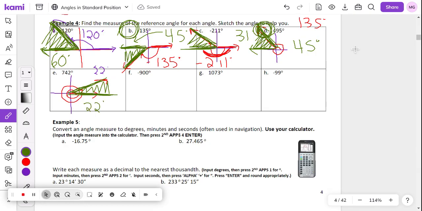And now if we look, here's our terminal side, here's our x-axis making an acute angle right here. So this is a 22-degree reference angle. When the terminal side lands in quadrant 1, there's not much calculation you have to do. This would be the reference angle. Okay, see if you can draw a negative 900-degree angle. This one's kind of a trick. Not really a trick, but it's a special case.